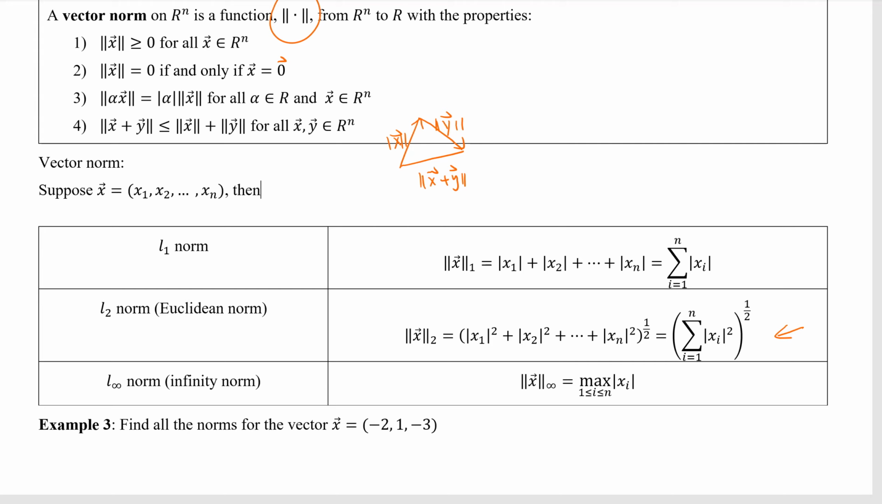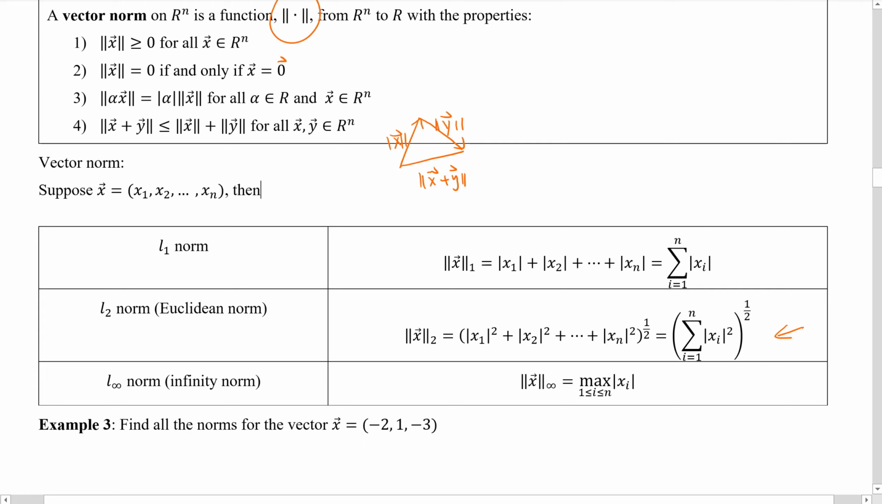Do you remember in linear algebra or calculus 3, when we talked about vectors and the length of vectors, we used this Euclidean norm. Okay, and we also have the L infinity norm. So this is the maximum within the absolute values of all the coordinates. So far, so good, everybody? So this is the definition.